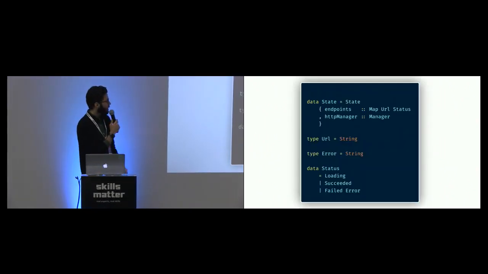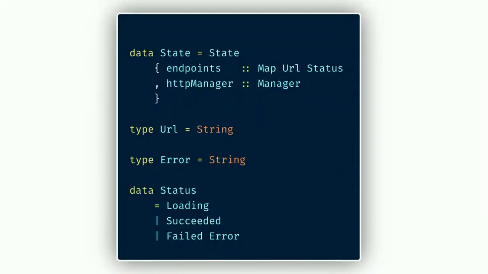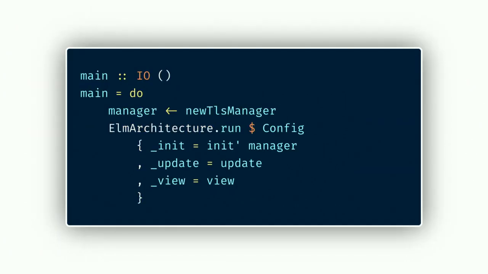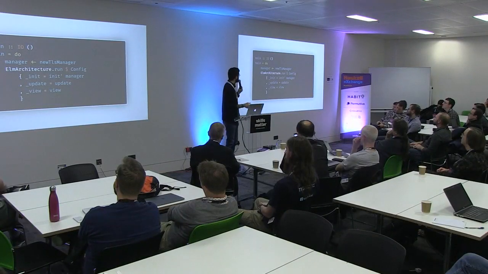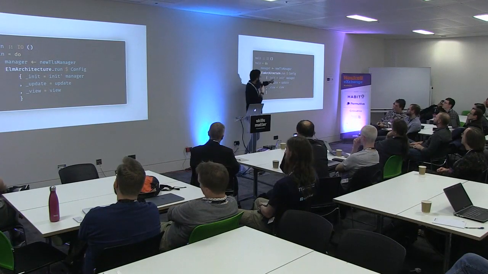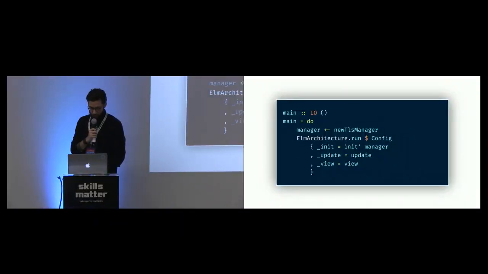Now this is how the state of our web crawler would look like. We keep track of what the endpoints are that we are visiting, and we need to keep an HTTP manager around as well. And the status of any request that we are making might be loading, it might have succeeded or failed. Now this is our main. I changed our init type a little bit so that it takes an HTTP manager, and that's fine.